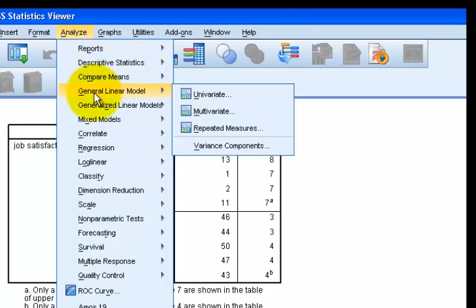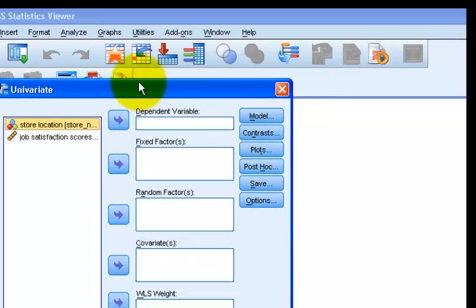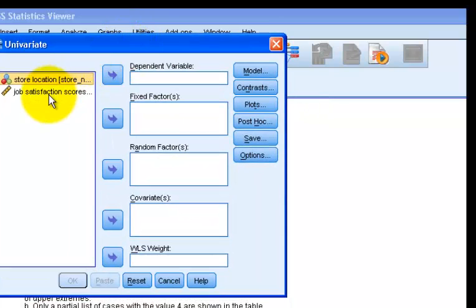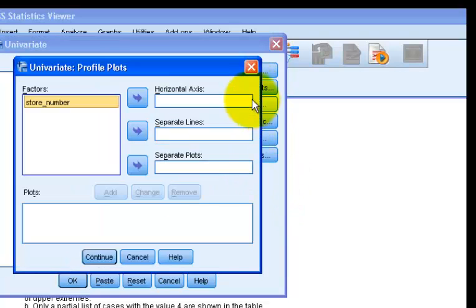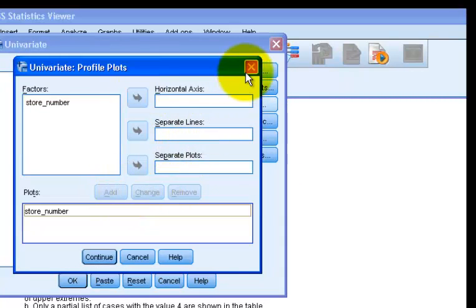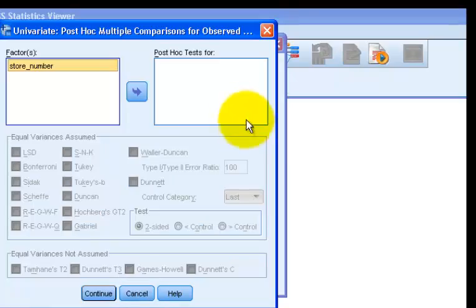So I'm going to proceed with my one-way ANOVA by going to General Linear Model, Univariate, because there's one DV. My dependent variable is job satisfaction scores. My grouping variable is the store locations. And do I want plots? Sure. And post hoc tests, probably should do the Tukey test.